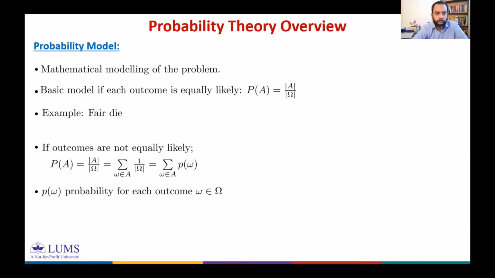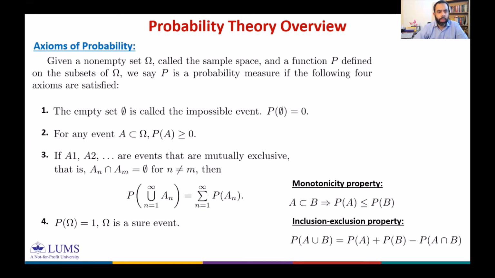If outcomes are not equally likely, obviously you count the number of outcomes corresponding to the event, and you simply sum the number of events and divide by the cardinality of the sample space. So we use P of small omega to refer to the probability of each outcome of the sample space. So for any probability model, we have some axioms of probability, some properties that a probability should satisfy.